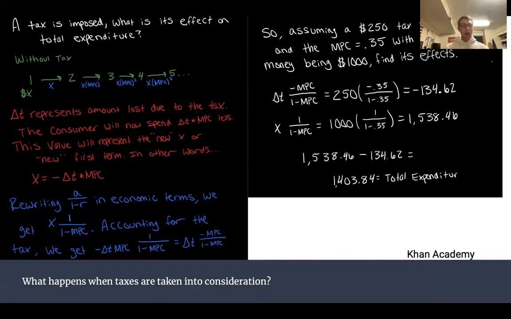And rewriting a over 1 minus r in economic terms, as we learned from the last slide, we get x times 1 over 1 minus MPC. And then accounting for the tax, we can substitute x for negative delta t MPC and eventually get delta t times negative MPC over 1 minus MPC. And so this equation right there is the tax multiplier. When we plug in and solve, we are able to determine how much the tax causes the total expenditure to decrease by.